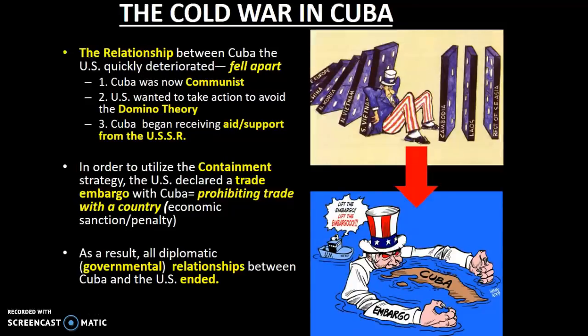When the United States took this aggressive containment policy of creating a trade embargo on Cuba, pretty much any and all small relationships left between the U.S. and Cuba completely fell apart. At this point in time, Cuba and the United States are no longer going to have any type of communication, because this aggressive action is seen as a huge threat on Cuba, and Cuba is not okay with this.